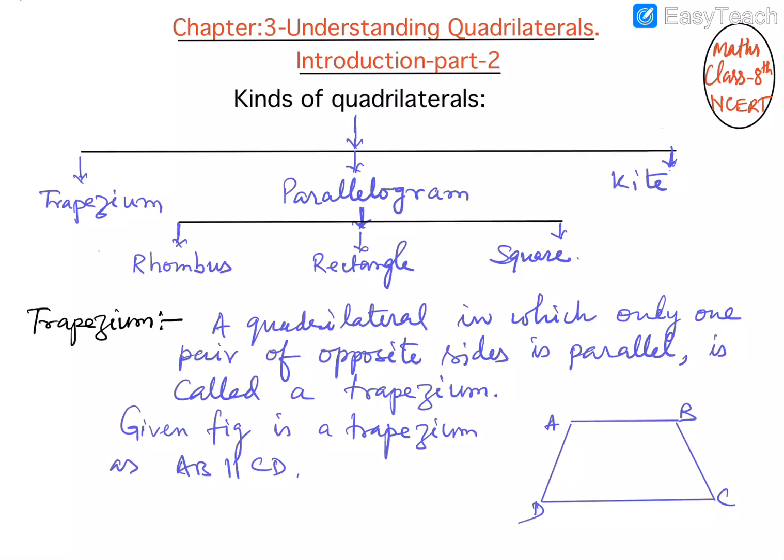Now the definition of these quadrilaterals. First, trapezium. A quadrilateral in which only one pair of opposite sides is parallel is called a trapezium. This is a quadrilateral in which only one pair of opposite sides is parallel. Here AB is parallel to CD, so it is a trapezium.